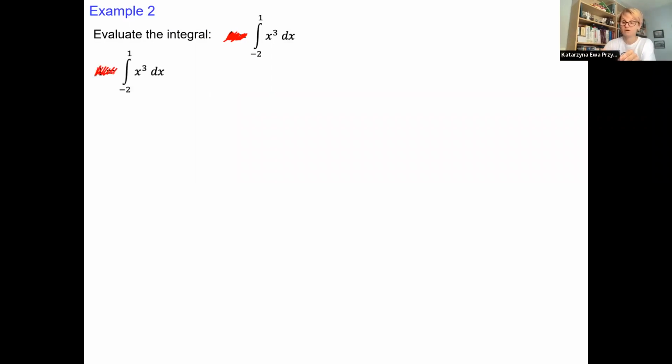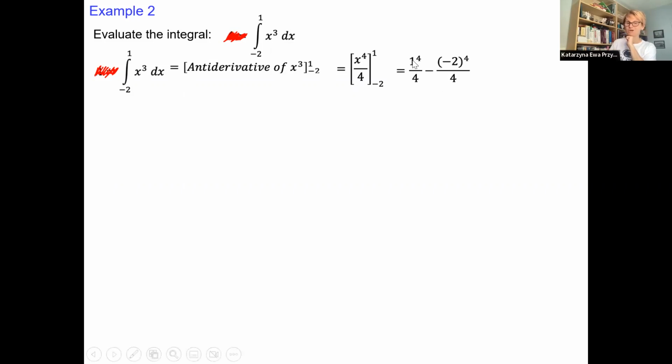We can just follow the fundamental theorem of calculus. We need just the antiderivative and evaluate from -2 to 1. Okay, what's the antiderivative for x cubed? And we will do the arithmetic. I underestimated this. We still have to know the fundamental theorem of calculus. We replace all of the x's, all of the variables, evaluating the function at 1 and then at the lower limit -2.